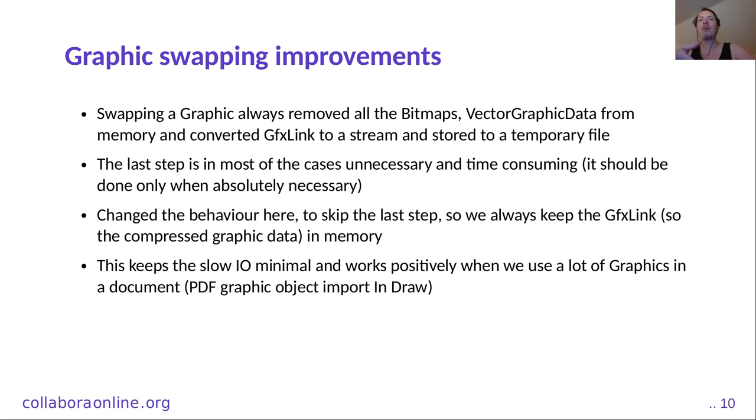This is a problem because when we trigger a lot of swapping, this also triggers a lot of I/O, and it slows everything down. If we just keep the GFX link intact, we can prevent this. So this is how I changed the swapping algorithm, and it works much better. Generally, if we have an image that is compressed, it usually doesn't take a lot of memory. So this is now working much better than it was before.